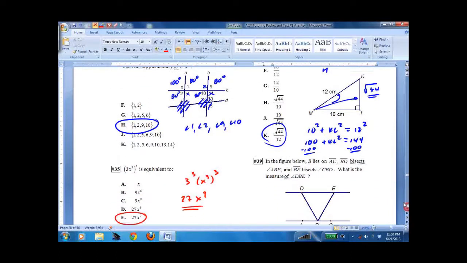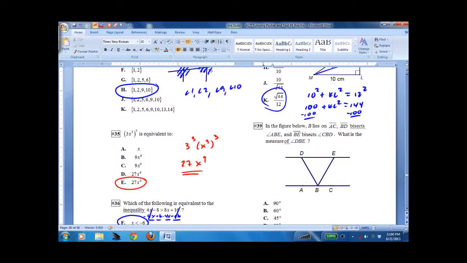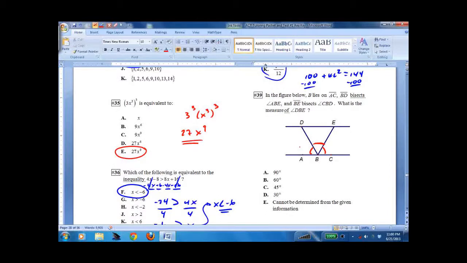Number 39, the figure below, B lies on AC and BD. This line here bisects ABE, so this is equal to that. And BE bisects CBD, so again, this is equal to that. What's the measure of angle DBE, the one in here? Well, you have a straight line that's 180 degrees, and you have 3 angles, they all have to be the same, x, x, and x. X plus x plus x equals 180. 3x equals 180. X equals 60.